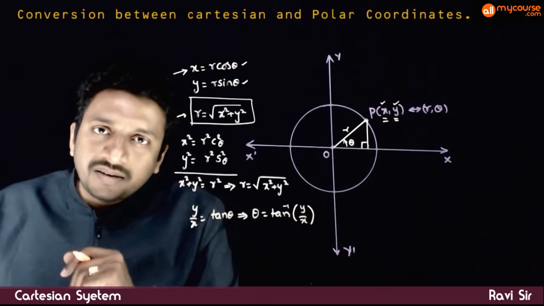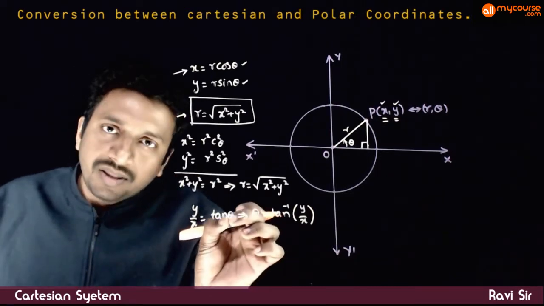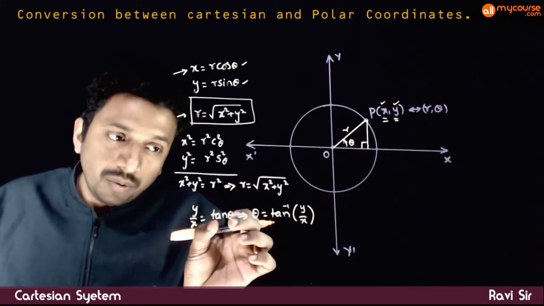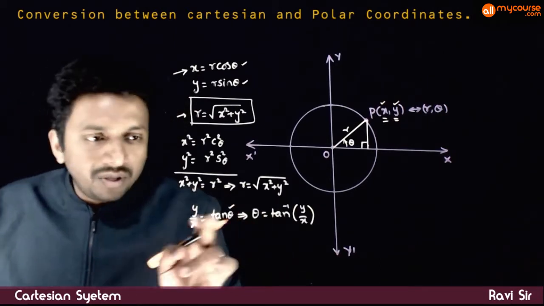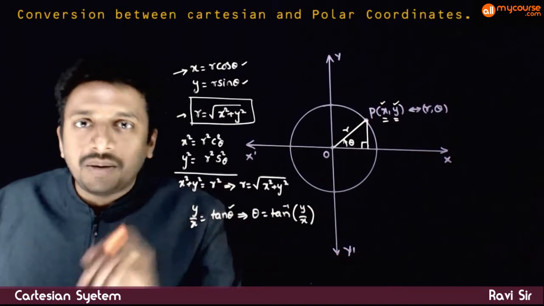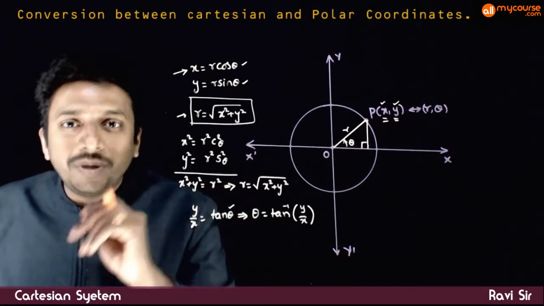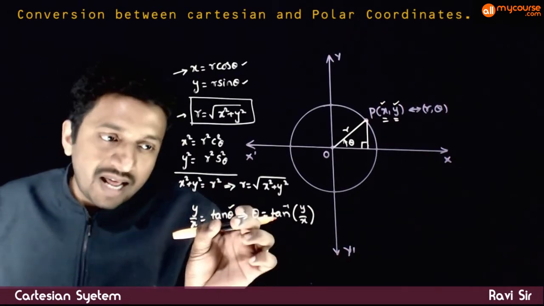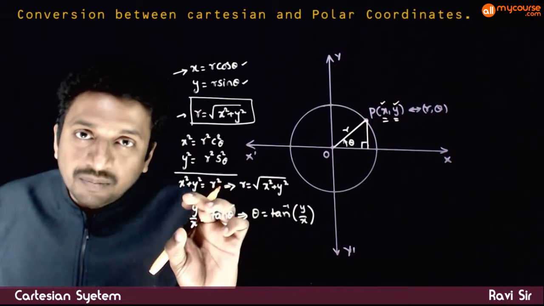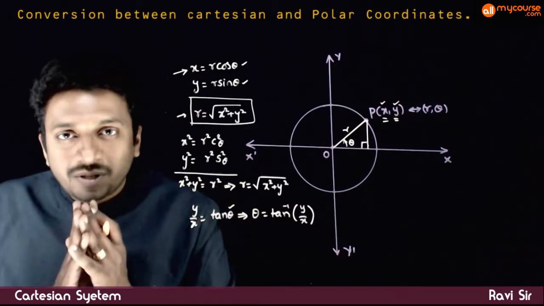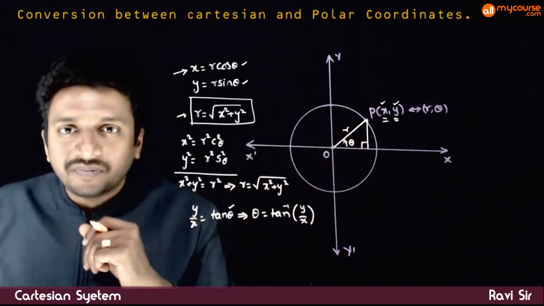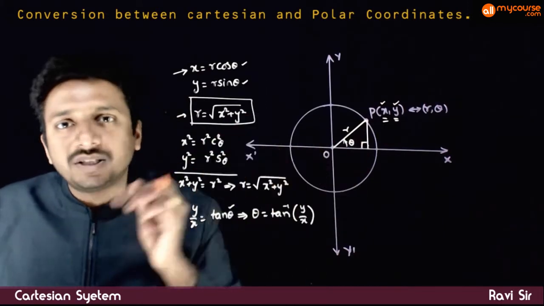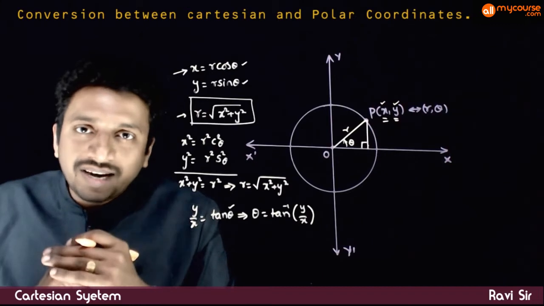But the problem here is that corresponding to a tan theta, theta is not unique. We know that tan theta equal to any number gives you two principal solutions, not just one. But I want the correct theta. So I want only one principal solution. So how do we get this?